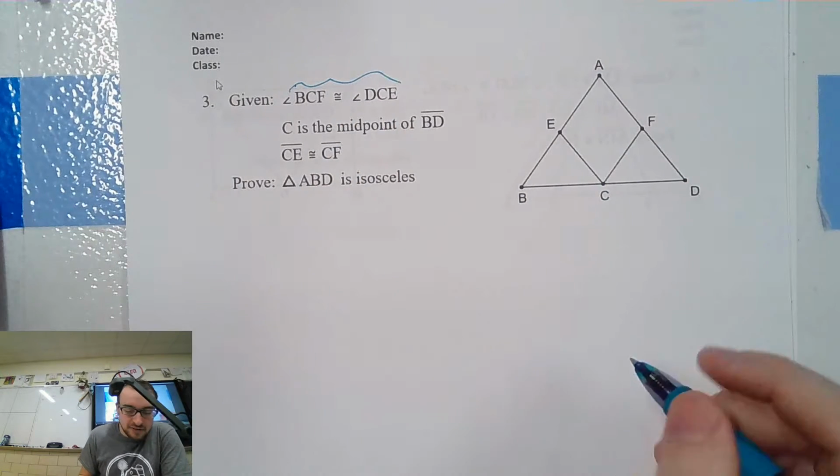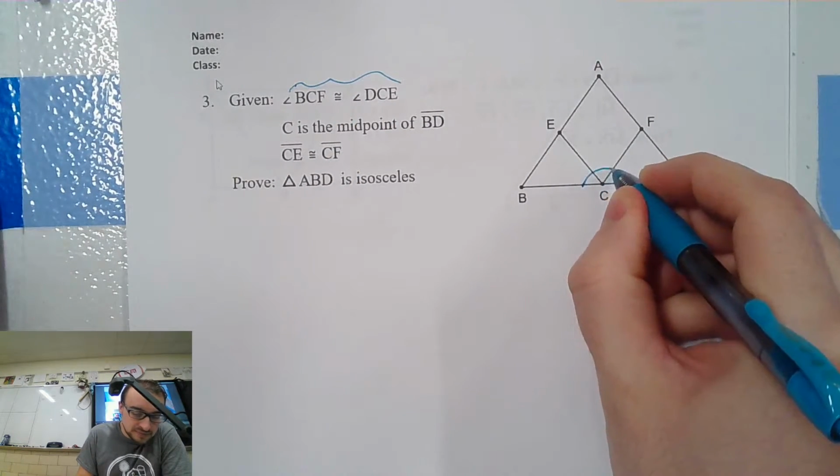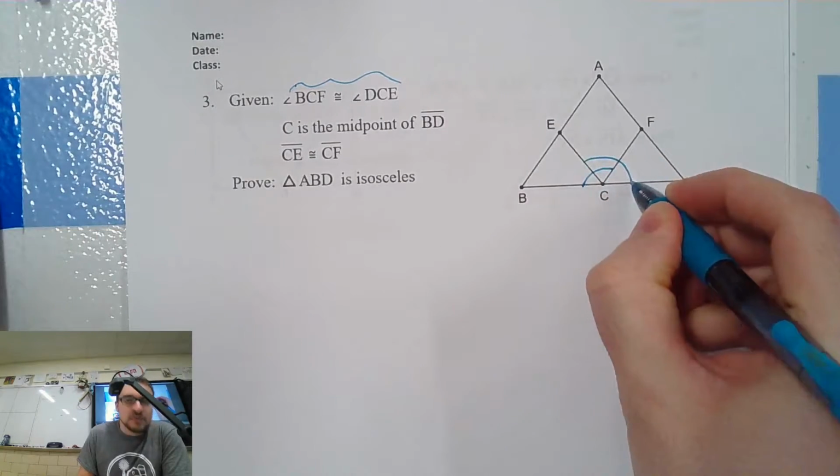BCF is this angle right here, and DCE is this angle right here. So we got some overlap.